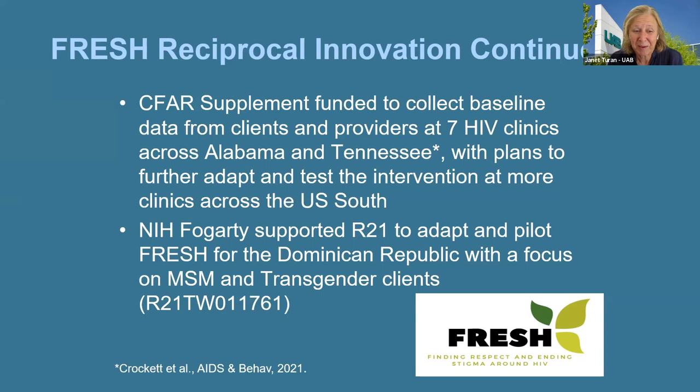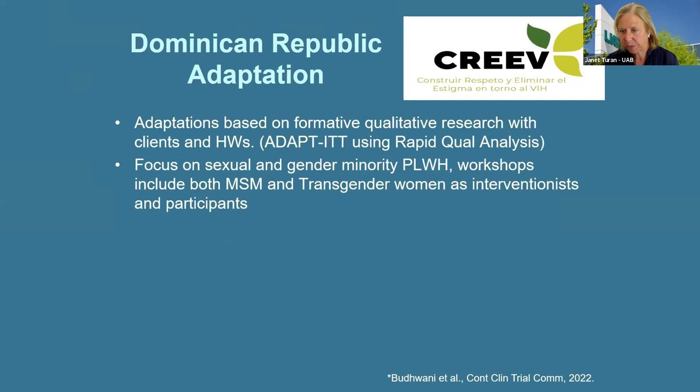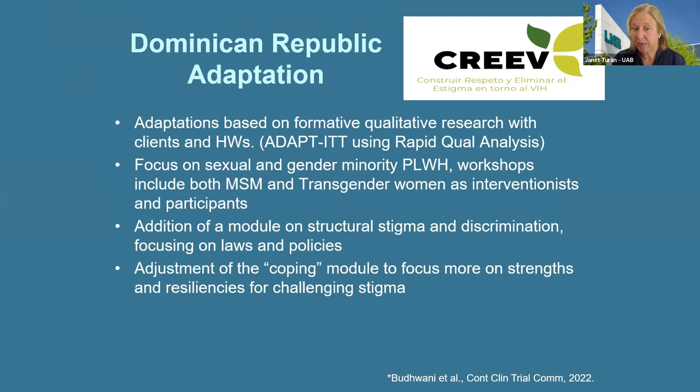But then in another phase, we were lucky to get support from Fogarty through an R21, a special HIV stigma mechanism, to adapt and pilot this for the Dominican Republic with a tighter focus on MSM and transgender clients. That's something we've been working on in the past couple of years, again with Fogarty support, which has been very exciting. The Dominican Republic is really considered a middle or high income setting. So we went from sub-Saharan Africa to Alabama, and now we're going to the Dominican Republic and beyond.